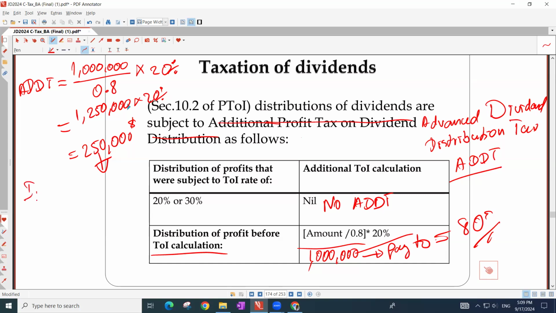If we pay to a non-resident, what other tax implication do we need to take into account besides ADDT? My first question: if we pay to a non-resident, is there any other tax implication besides ADDT? Okay, withholding tax. Yeah.